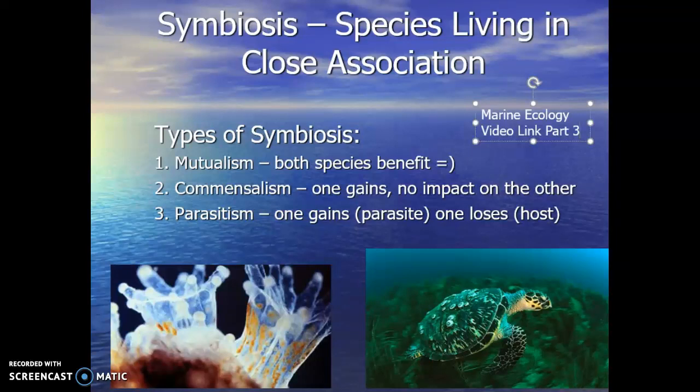Okay, so here's our third part for our marine ecology lecture. The thing I want you to keep in mind with this chapter is that these are kind of broad picture examples, things that we see occurring. As we get into our chapter on coral reefs, we're going to talk about specific types of marine interactions. So we're talking about symbiosis, where both species benefit, commensalism, where one gains with no impact on the other, and parasitism.